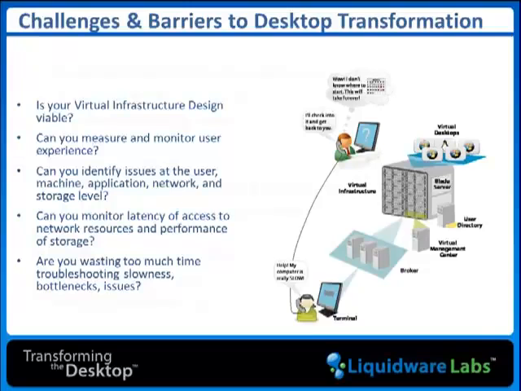So in regards to Stratosphere UX, we're going to ask a lot of very poignant questions. First off, is your virtual infrastructure design viable? How do you know that what you've built for VDI is actually correct for what your users actually need?